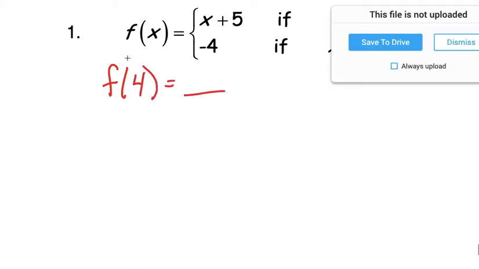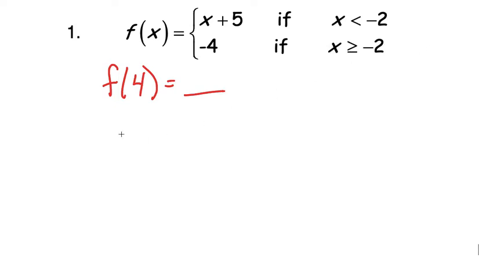First of all, we need to dissect what exactly is being asked of us here. When it says f of 4, what it's telling you is that they want to know when x equals 4, what does y equal? Then we have to figure out which equation we are looking at. Remember, a piecewise function is multiple equations put together to make a graph. That's why it's called piecewise.